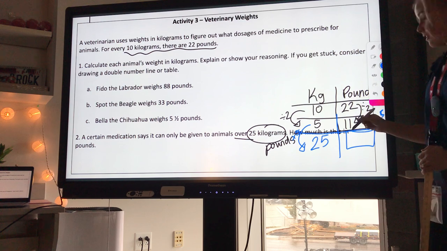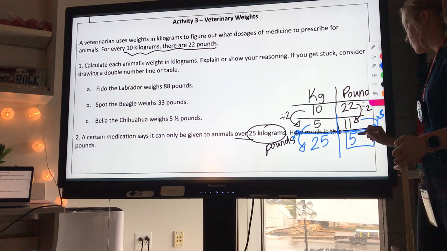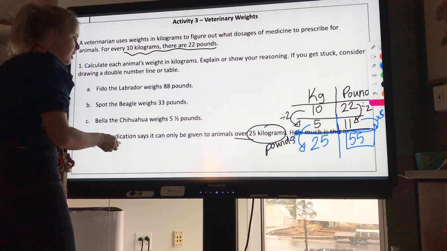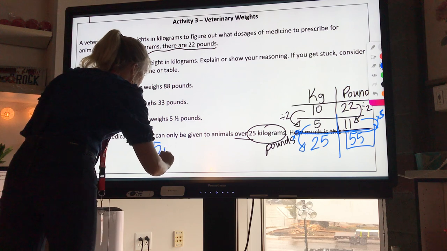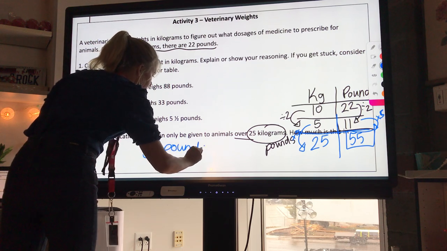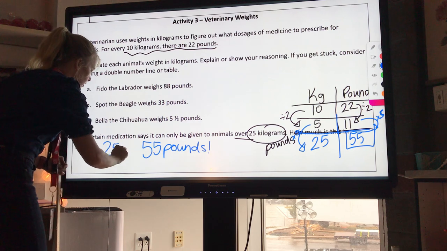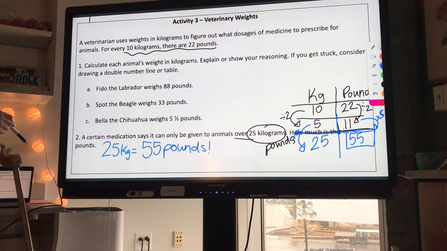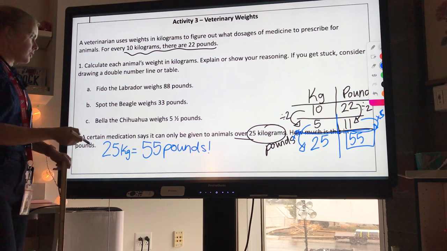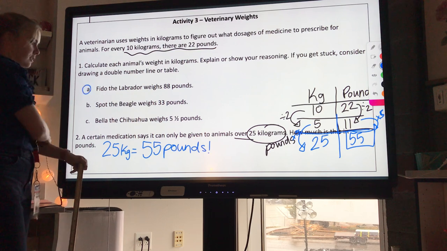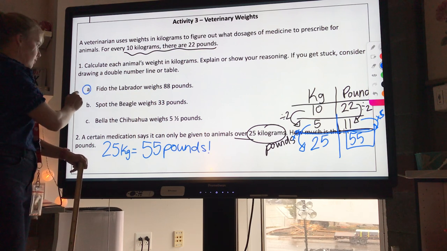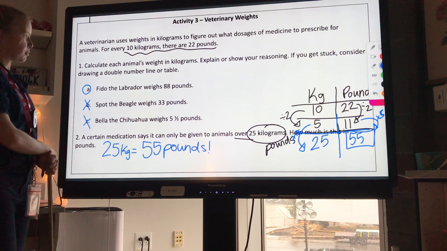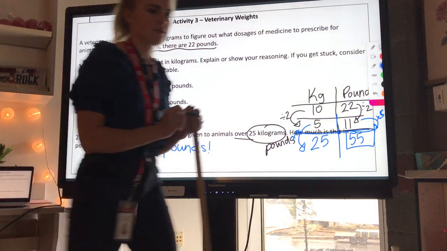Let's see if we can see that. 11 times 5 is 55. So that means a certain medication says it can only be given to animals over 25 kilograms. That means animals over 55 pounds. And I showed my work. So I'm going to say 25 kilograms equals 55 pounds. Okay? So that means the medication could be given to Fido because he's over 55 pounds. It could not be given to the Beagle. It could also not be given to the Chihuahua because they don't weigh enough, but Fido the Labrador could take it because he weighs enough.